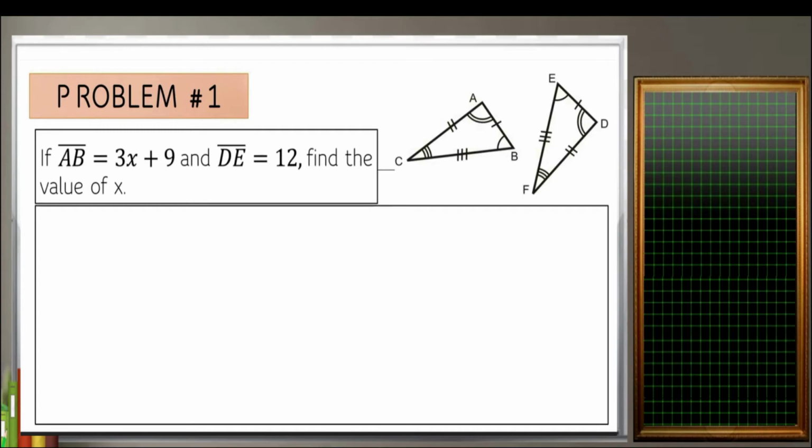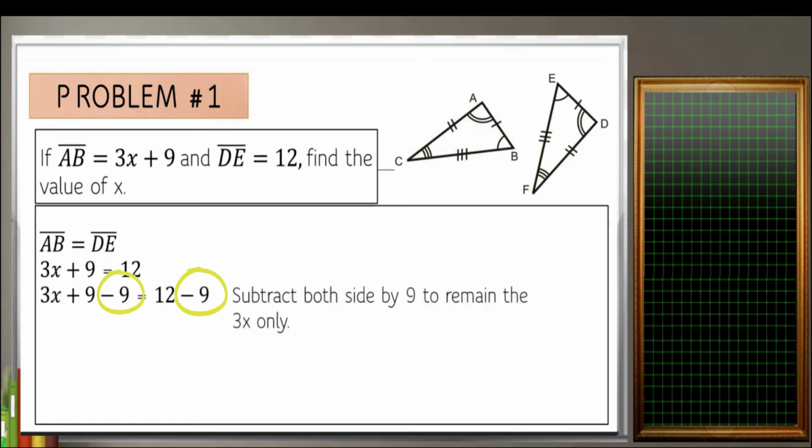So, we can write side AB is equal to side DE. We have to substitute the value of side AB, which is 3x plus 9, and the value of DE, which is 12. Since we have completed our equation, we can solve for what is being asked, which is finding the value of x. Since we are looking for the value of x, we have to make the left side 3x only. That is why we have to eliminate positive 9. So how do we eliminate positive 9? Correct. We have to subtract both sides by 9 to remain 3x only on the left side.